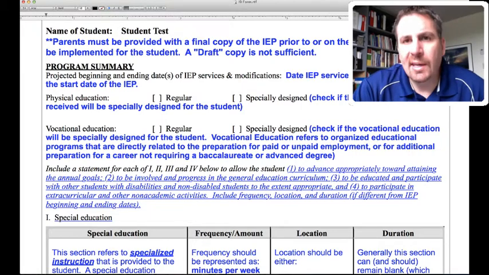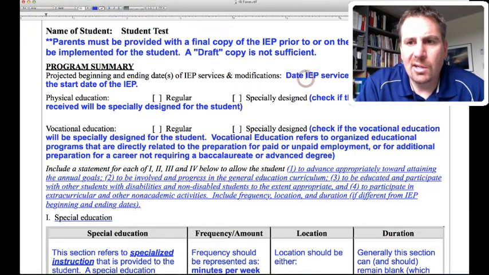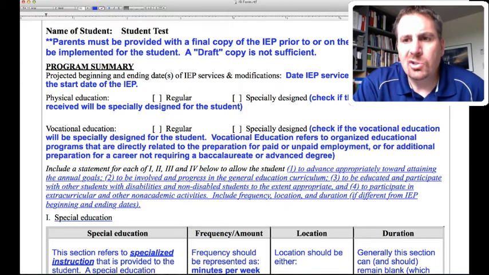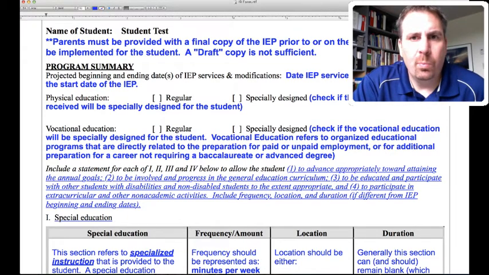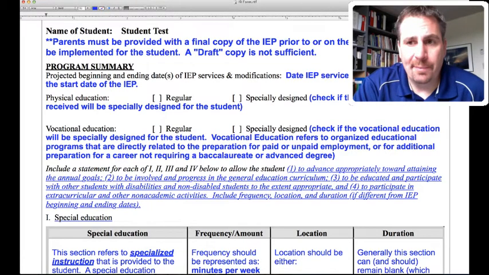Program summary, beginning and ending dates. I don't know that this is too much of an issue. The beginning service dates are going to go here. The ending service date is going to go there. The ending service date should be a year minus a day. So 364 days from the start date of the IEP. There may be some cases in which that's different, but by and large your IEPs are going to be 1 year's duration.